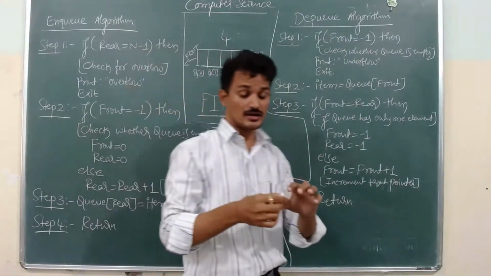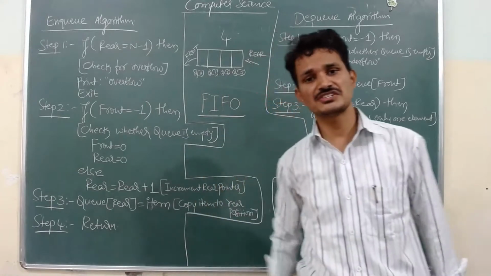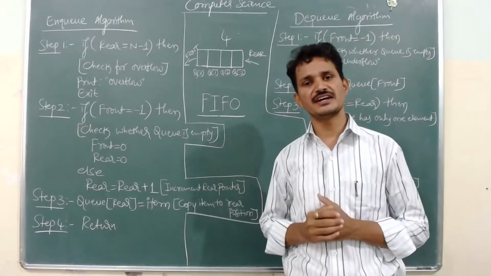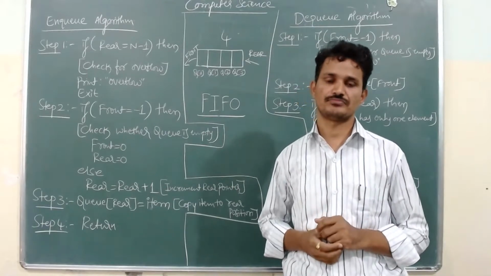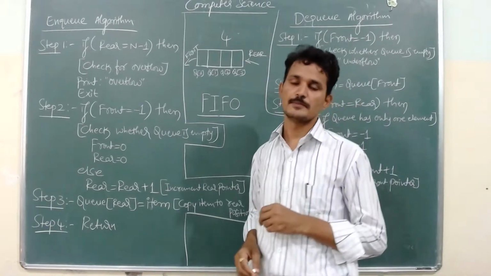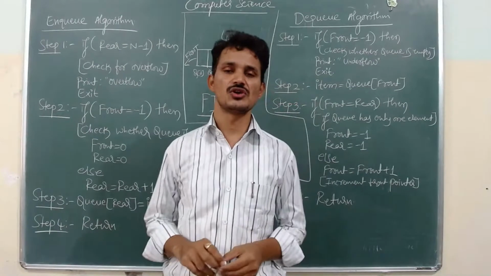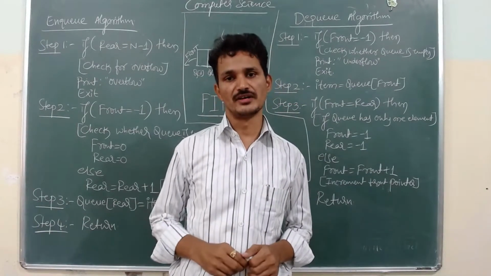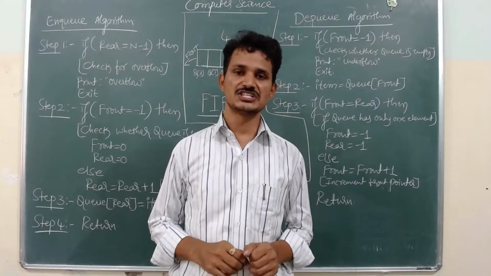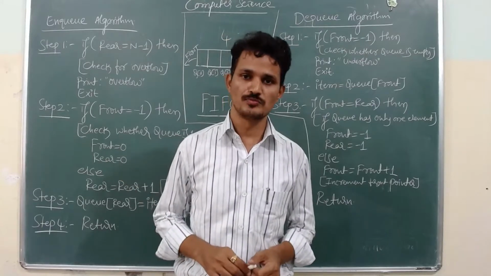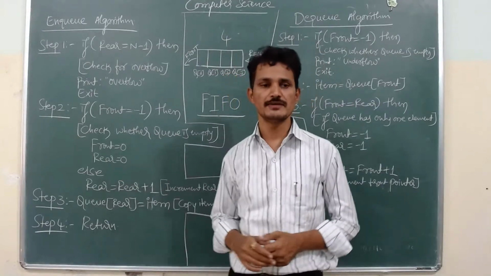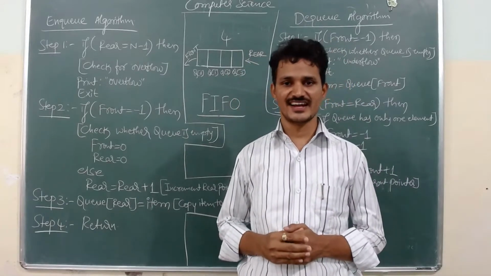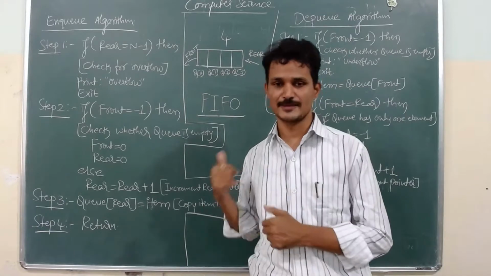So some of the classifications of queues. There are 4 different types of queue data structure. First one, simple queue. Second one, circular queue. Third one, priority queue. And fourth one, double-ended queue, or you can call it a Dequeue. Let me repeat those 4 names once again. Queues are classified into 4 different categories, 4 different types.